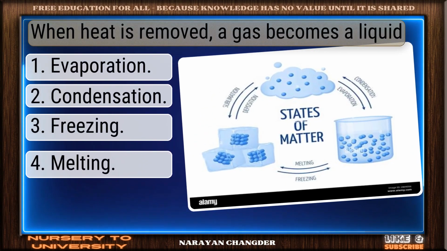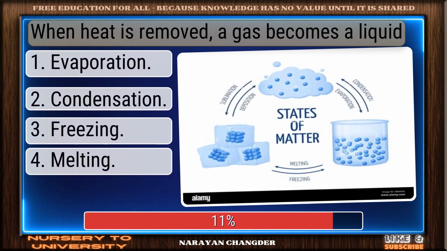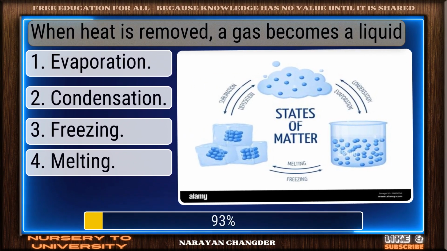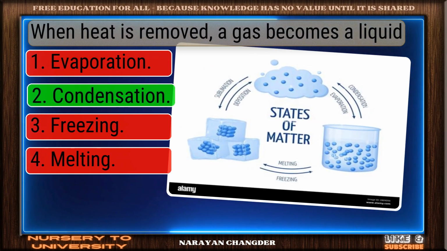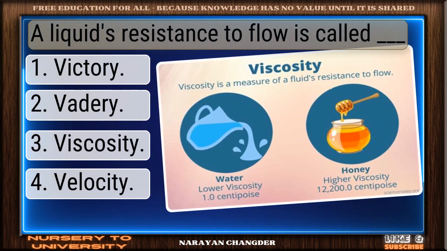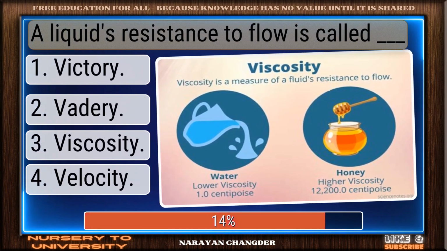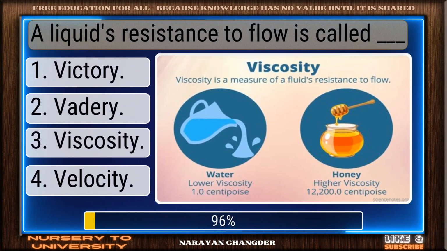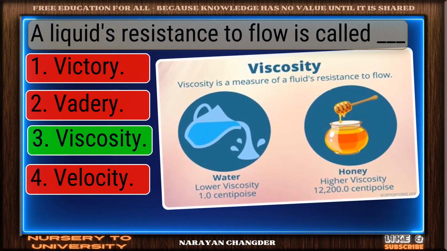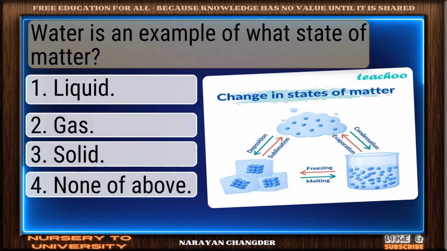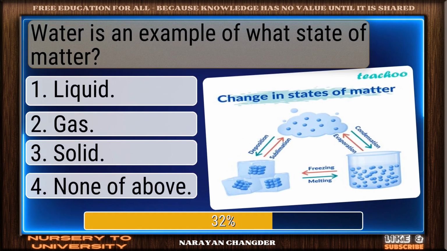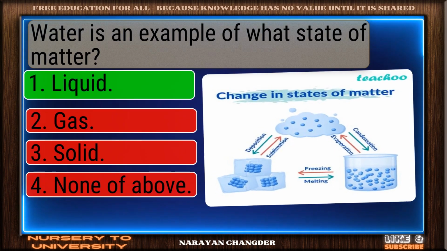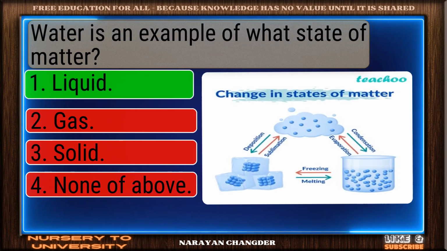When heat is removed, a gas becomes a liquid. Great job. Condensation is the accurate answer. A liquid's resistance to flow is called dash. Perfect. Viscosity is the correct choice. Water is an example of what state of matter? Valid point. Liquid is true.